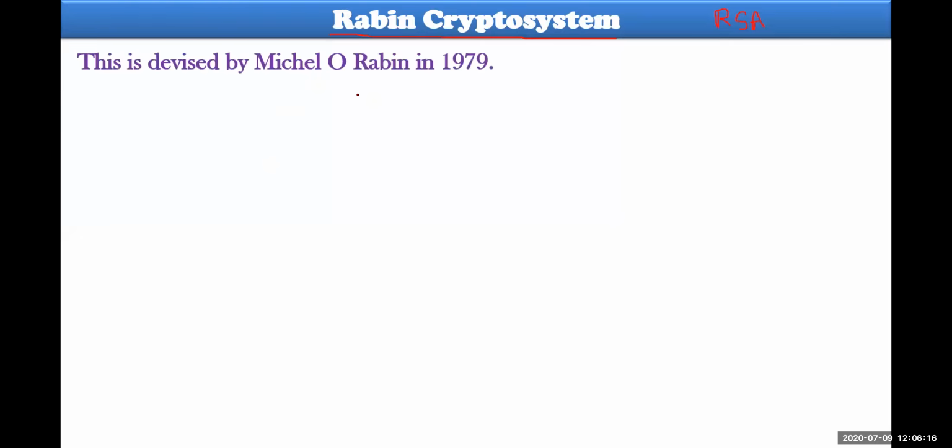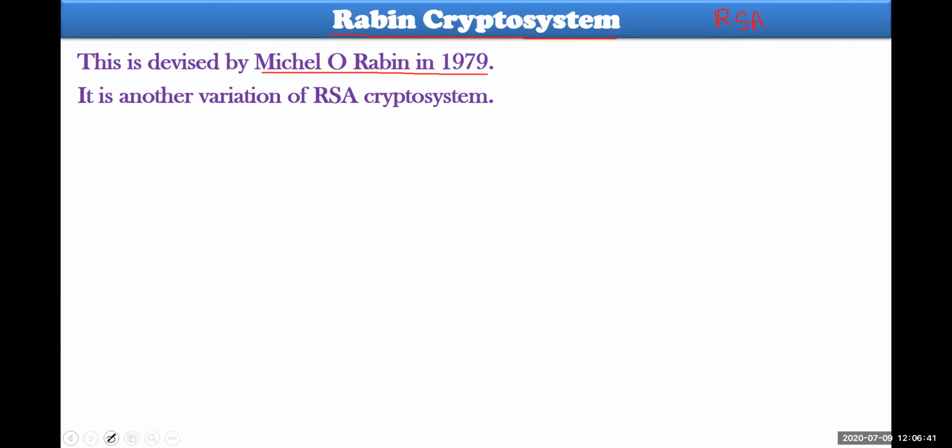It was introduced by Michael O. Rabin in 1979. Okay, it is also based on RSA only, but minute changes are there in terms of considering RSA here. It is another variation or version of the RSA crypto system.